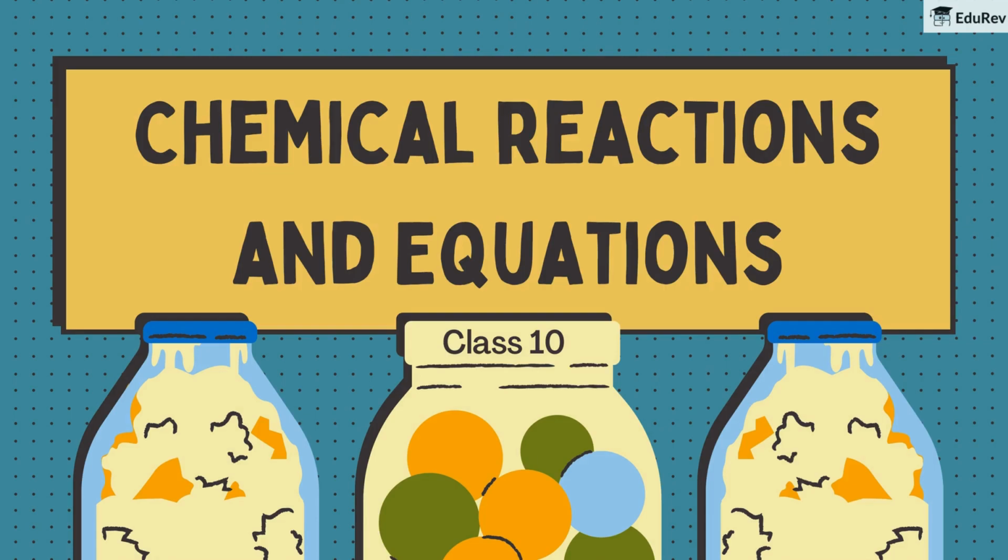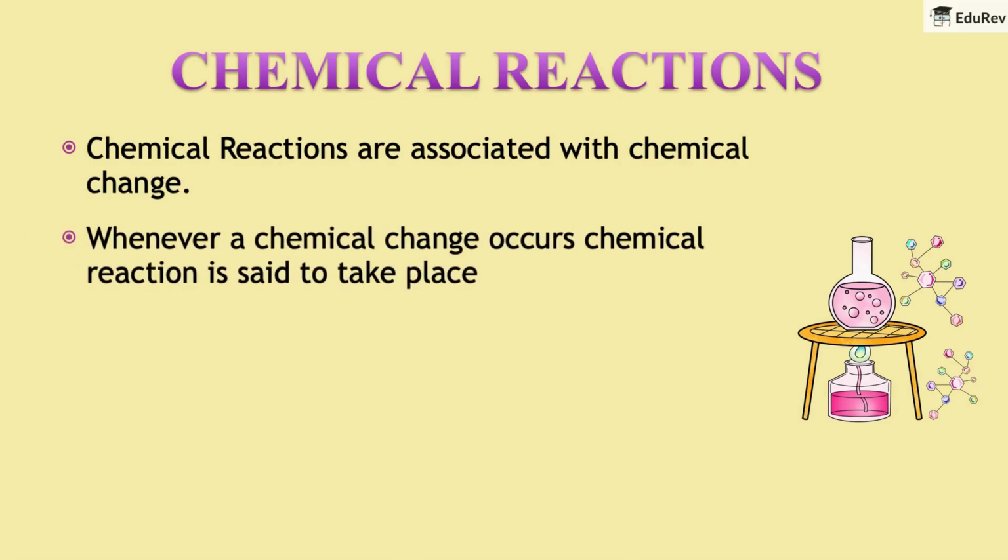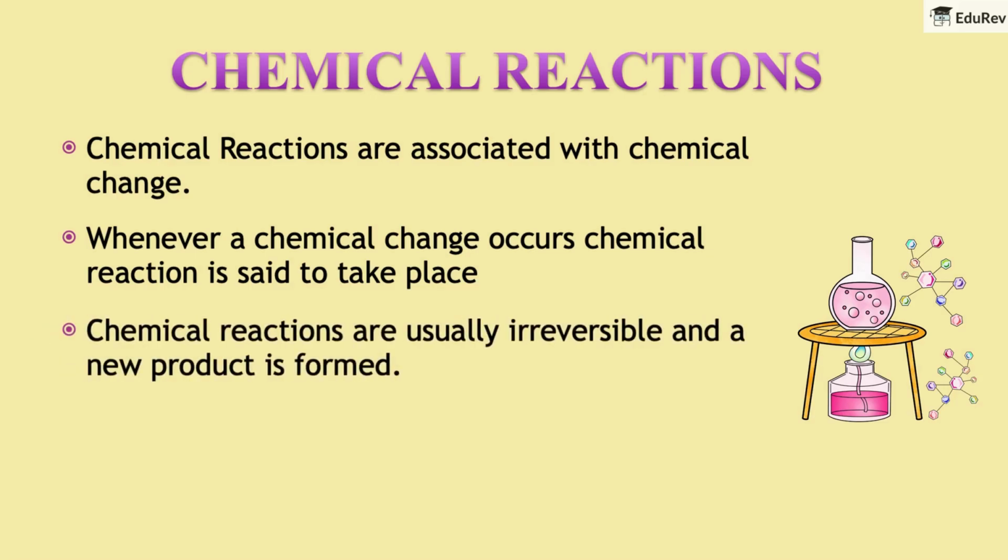In this video, we will learn about the chapter Chemical Reactions and Equations. Learners, what do we mean by chemical reactions? Chemical reactions are associated with chemical change. Whenever a chemical change occurs, a chemical reaction is said to take place. Chemical reactions are usually irreversible and a new product is formed.